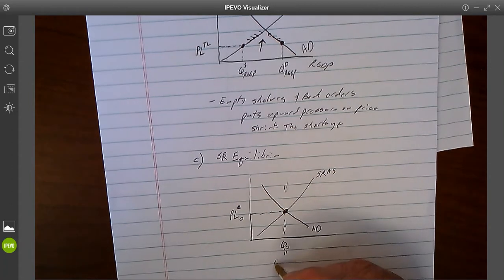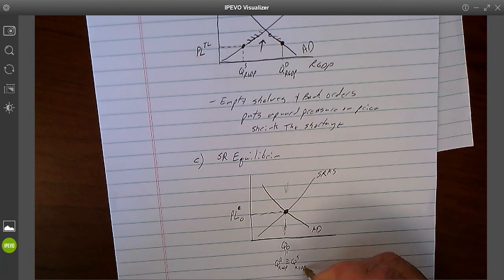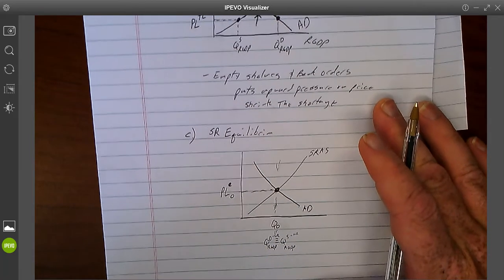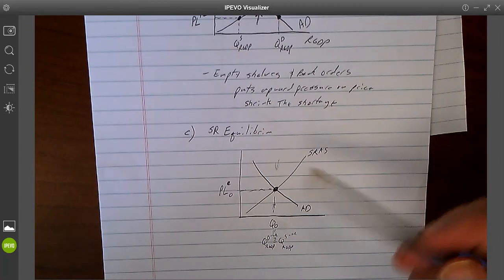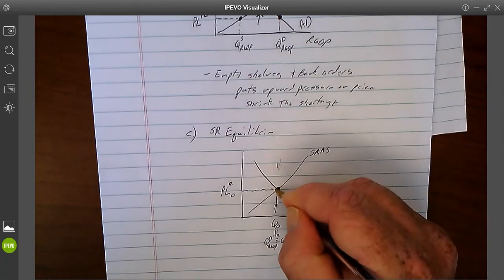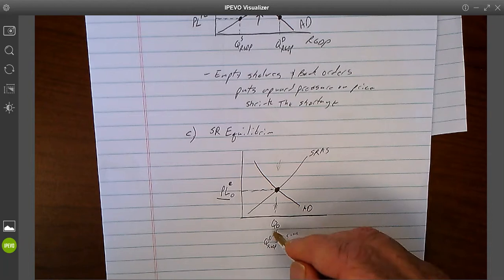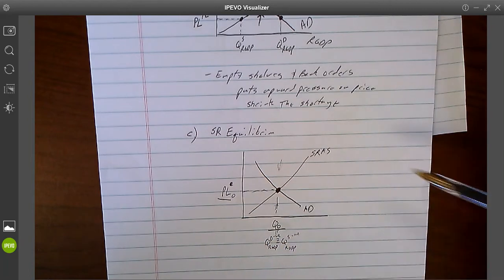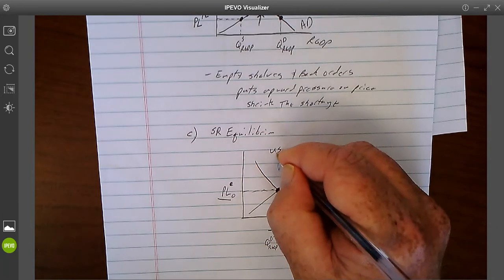But Q0 is where the quantity demanded of real GDP is exactly equal to the quantity supplied of real GDP. And again, this is in the short run. So this is short run equilibrium. Okay? There's one price level that clears the market. Quantity demand and quantity supply are exactly equal. This is short run equilibrium in the U.S. economy.